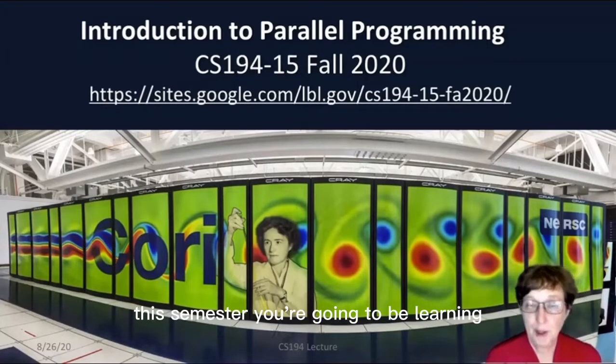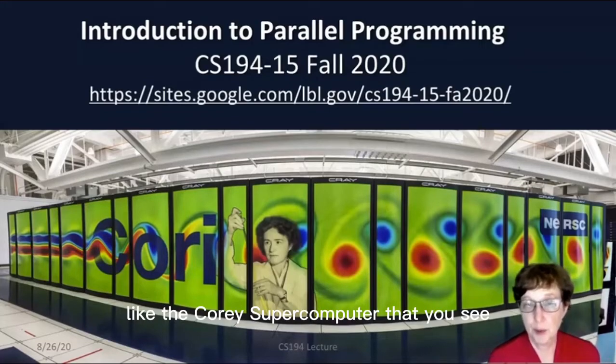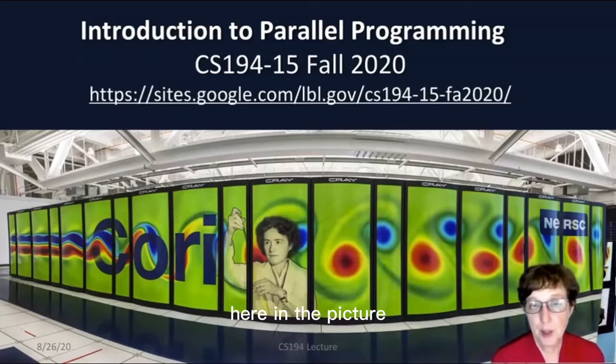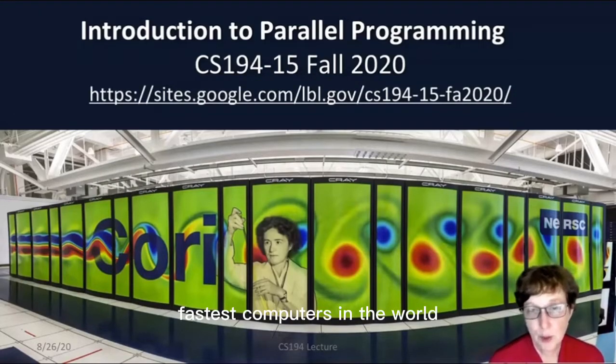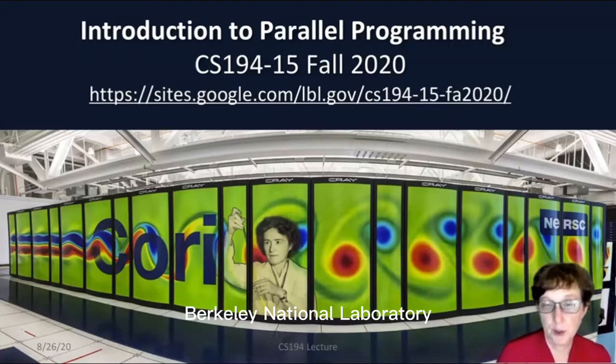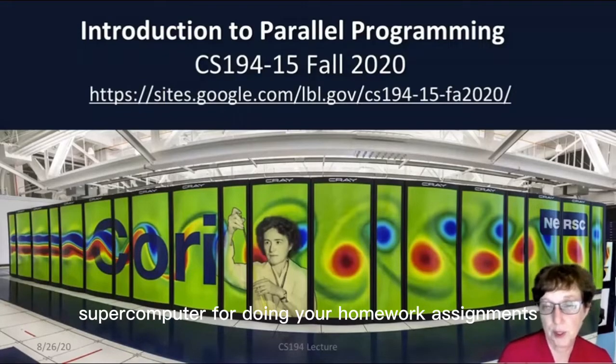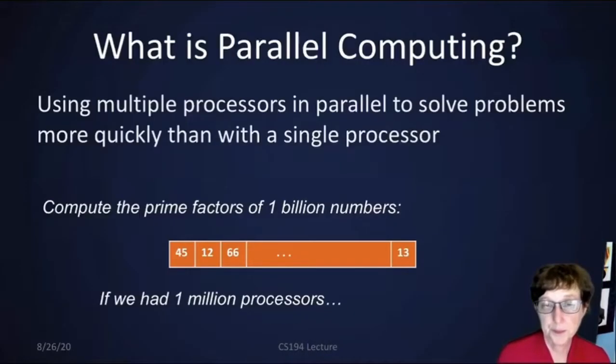This semester, you're going to be learning about parallel programming, how to program machines like the Cori supercomputer that you see here in the picture, which is one of the fastest computers in the world, and it's run just up the hill at Lawrence Berkeley National Laboratory. And all of you will have access to this supercomputer for doing your homework assignments this semester.